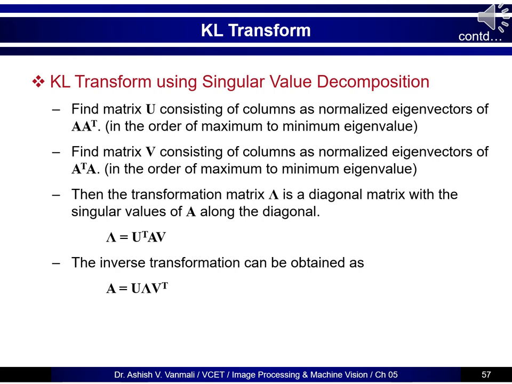Similarly, we find the matrix V, which consists of columns of normalized eigenvectors of A transpose A, again in the maximum to minimum eigenvalues. The transformation matrix capital lambda is a diagonal matrix with the singular values of matrix A along its diagonal, and the transformation equation is given as capital lambda is equal to U transpose A V. So whatever U we found in the first step will be substituted over here, and whatever V we found in the second step will be substituted over here. The capital lambda will be a diagonal matrix, and the corresponding inverse transform is obtained as A is equal to U capital lambda V transpose.